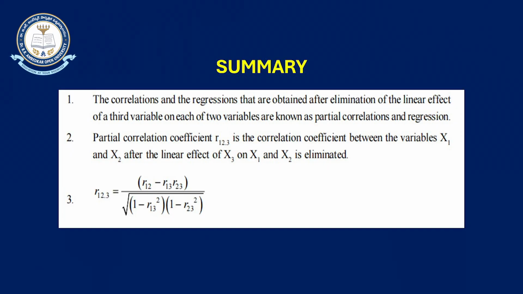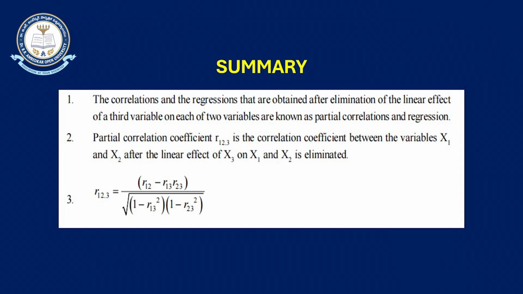Now, in summary, the correlations and regressions obtained after eliminating the linear effect of the third variable on each of the two variables are known as partial correlation and regression. That is the first definition. Second, the partial correlation coefficient R12.3 is the correlation coefficient between the variables x1 and x2 after the linear effect of x3 on x1 and x2 is eliminated. That is also one of the summary points we discussed.